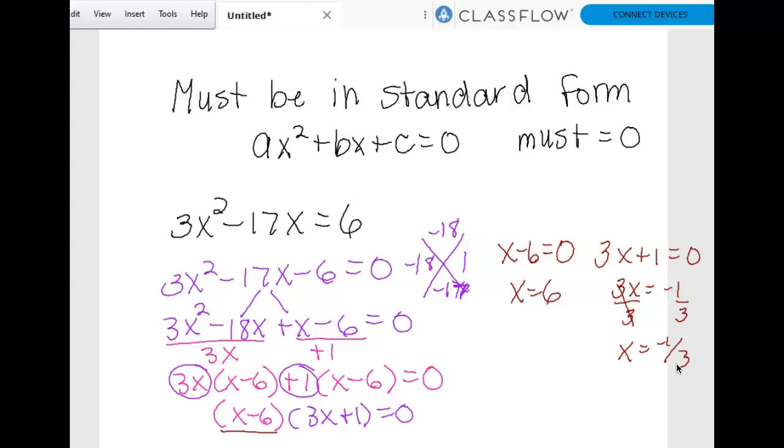So one of the things on the original problem, what's the highest exponent? 2. How many answers did I get? 2. Okay.